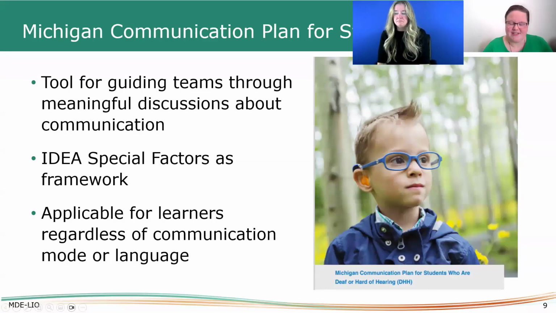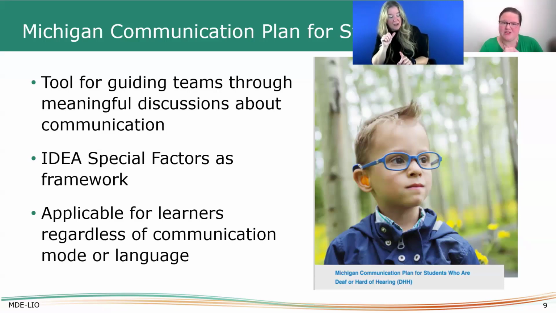The other tool that I wanted to highlight: I saw some questions in the chat coming through about how you have these conversations. One tool that teams can consider is the Michigan Communication Plan for students who are deaf and hard of hearing. This tool was developed in 2020, and it's intended to help facilitate conversations about what's happening right now. Is it working or is it not? What does home communication look like versus what does school communication look like? It helps teams have really thoughtful conversations and dig a little deeper into specific factors.